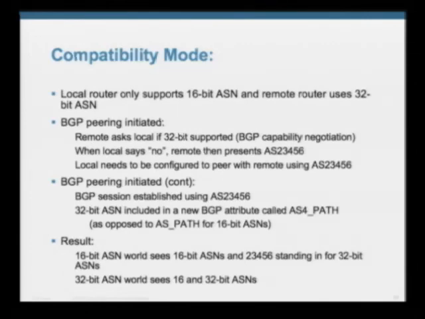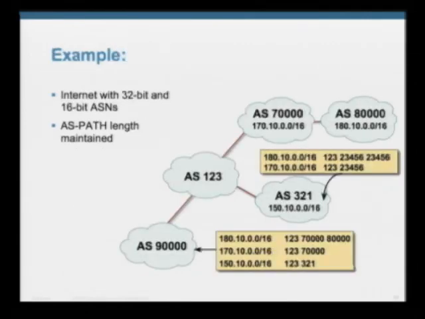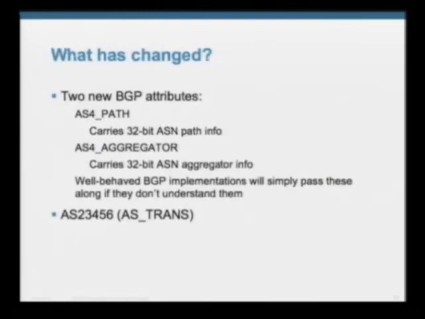and the 32-bit world sees it how it's meant to be. So we saw this picture earlier. As I say, the 16-bit world sees that, the 32-bit world sees the real numbers as they are meant to be. And so that's it. So it's actually beautifully simple. The two new attributes, we've got the AS4 path, which is the 4-byte or the 32-bit AS path. So it just contains the 32-bit AS path.